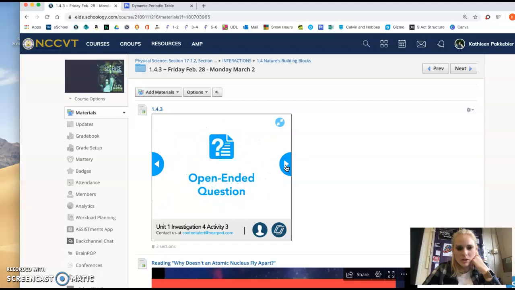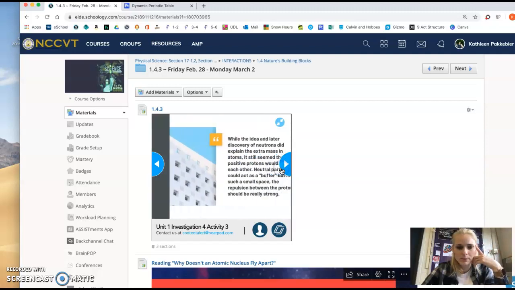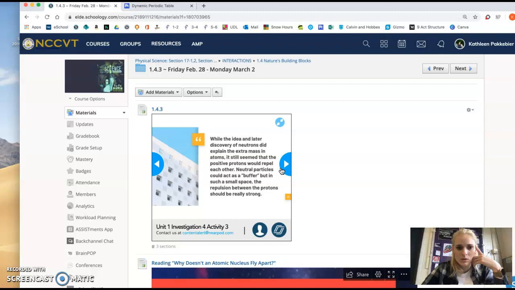So there's an open-ended question on here. How does the idea of the neutron help address the puzzles about why protons stick together? If we update our nuclear model of the atom to include these neutrons, you can see it makes more sense why protons would be in the same space together if they're not directly next to each other. There's that buffer in the middle. You don't actually have to answer this question. It was just something for you to think about. But the neutrons basically are the buffer between all the protons. So, yeah, that's what I just said.